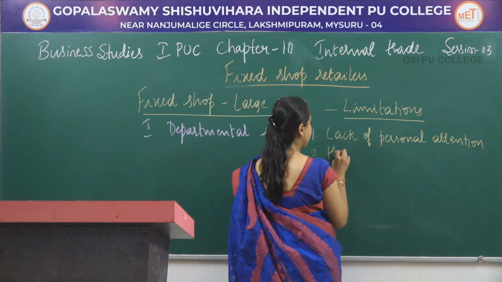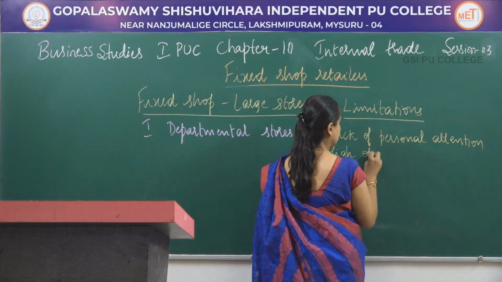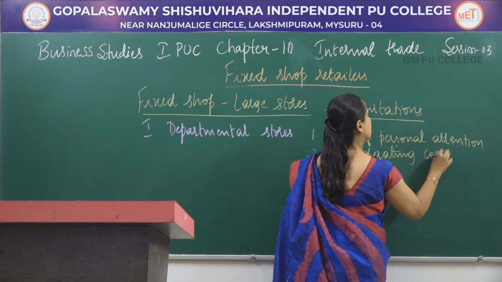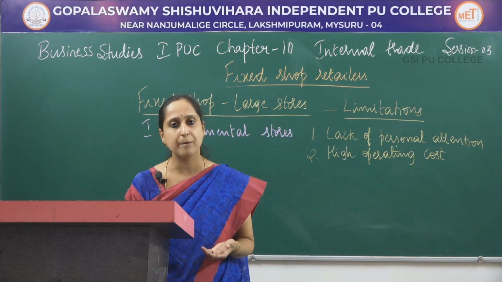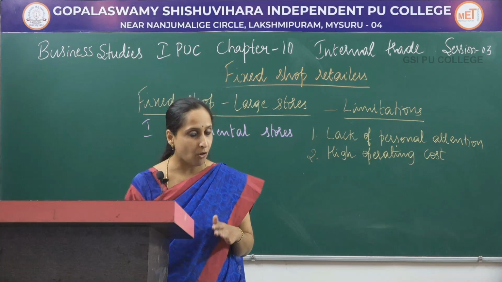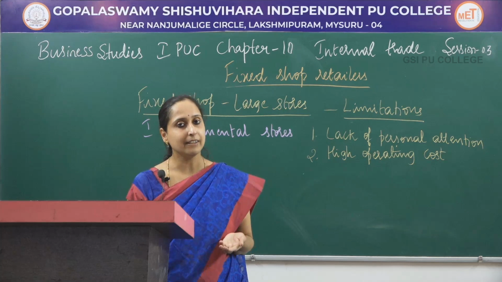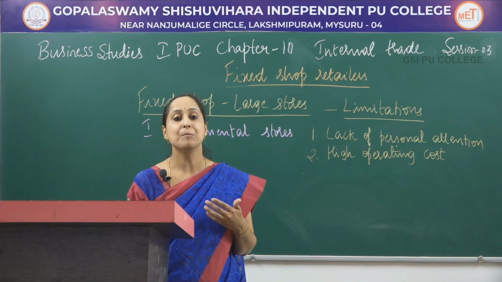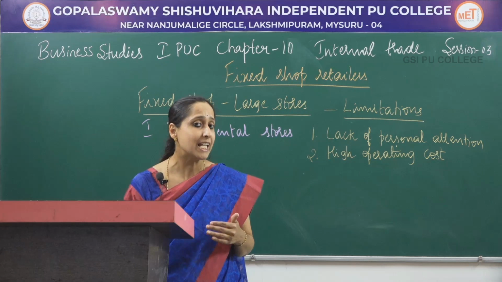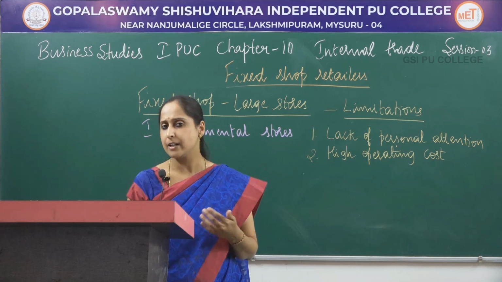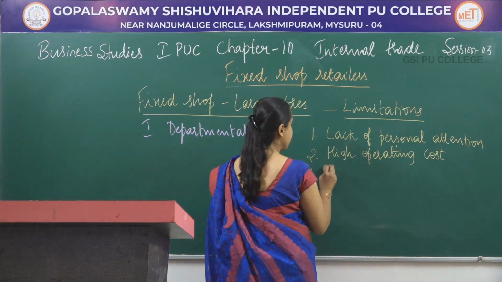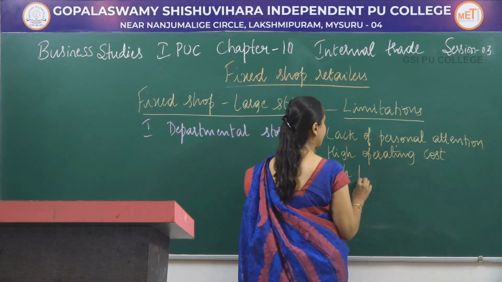Second is high operating cost. The services they provide to customers are quite high, and they also operate on a very large scale, and in turn they also make the price of the goods high. So this is definitely a limitation, because these departmental stores are not attractive to lower income groups of people. Third one is high possibility of loss.